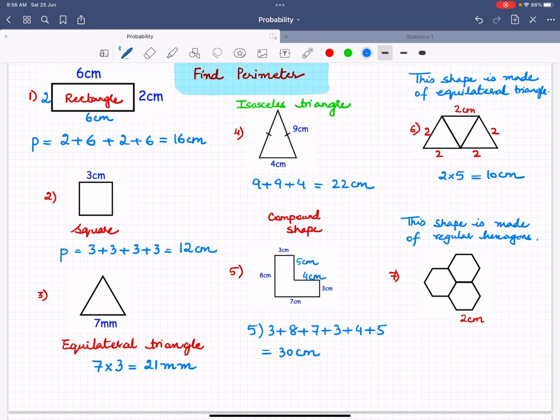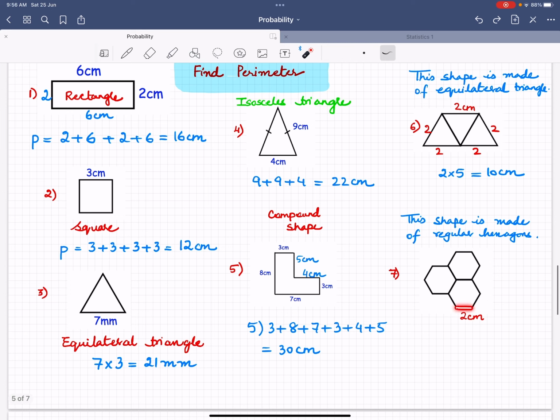Moving on to the last question, question number 7. The question says that this shape is made up of regular hexagons. Hexagons are polygons which have 6 sides. So what is meant by a regular hexagon? A regular hexagon has the length of all sides equal. So if one length is given as 2 centimeters, all the other lengths will also be 2 centimeters.